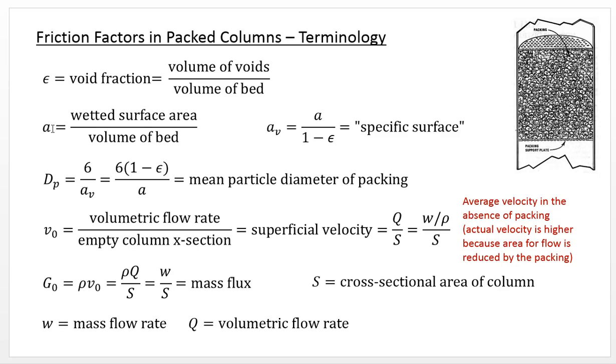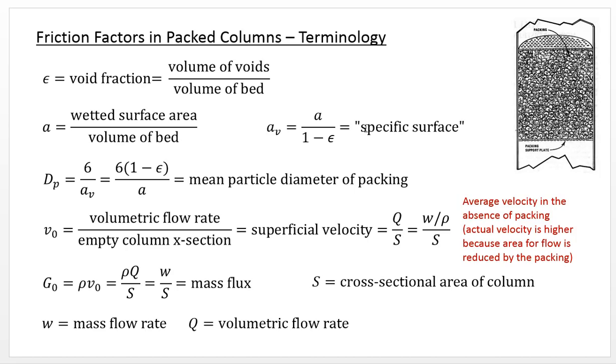This little a is a parameter that's the ratio of the wetted surface area to the volume of the bed. So it tells you how much surface area per volume you have. So if you have a given volume of bed, you can figure out how much surface area there is for contact between the solid packing and the fluid.